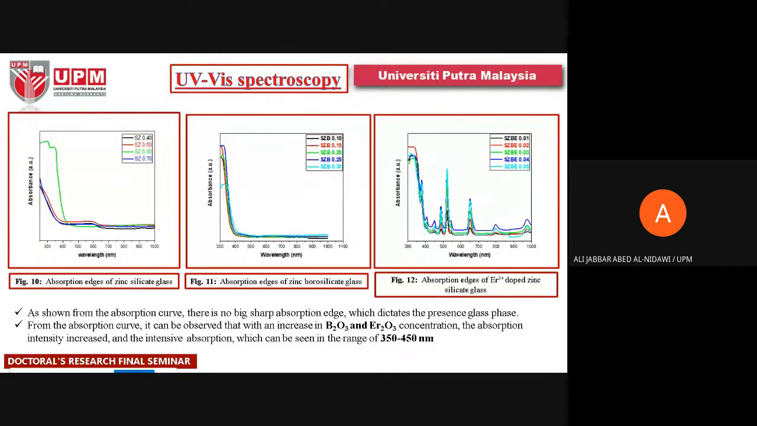As you can see in figure 10 until figure 12, the absorption curve shows there is no big sharp absorption edge, which indicates the presence of glass samples. From the absorption curve, it can be observed that with increasing boron and erbium concentration, the absorption intensity increases, and the intensive absorption can be seen in the region of 350 until 450 nanometer.